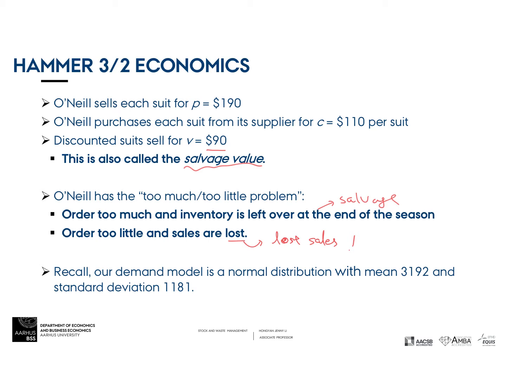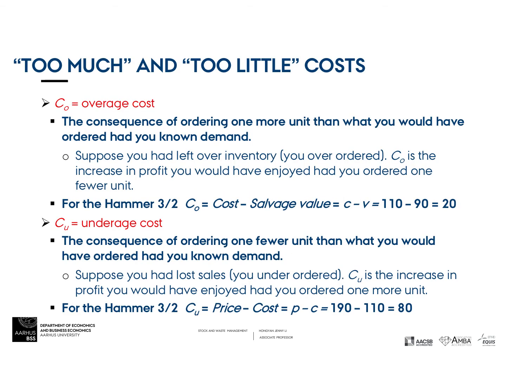Here, recall our demand model is a normal distribution with a mean of 3092 and a standard deviation. Now we talk about how we should determine the order quantity for the forthcoming selling season in order to maximize the profits.